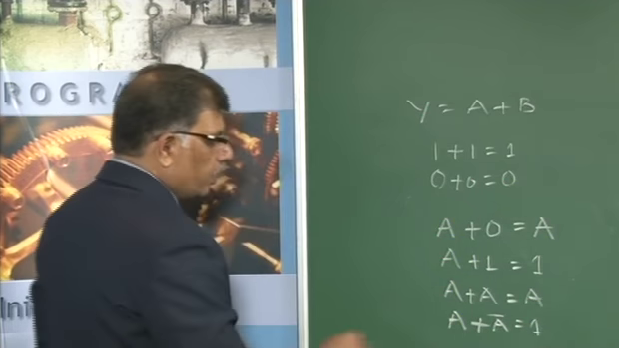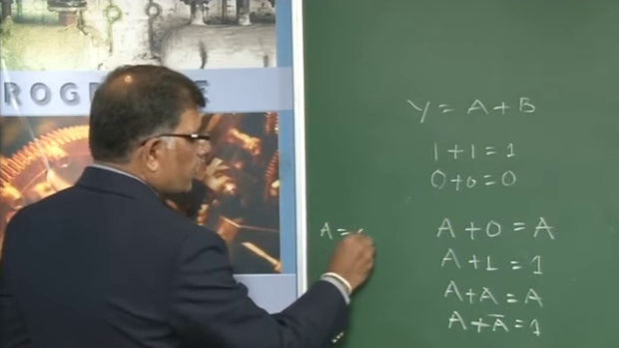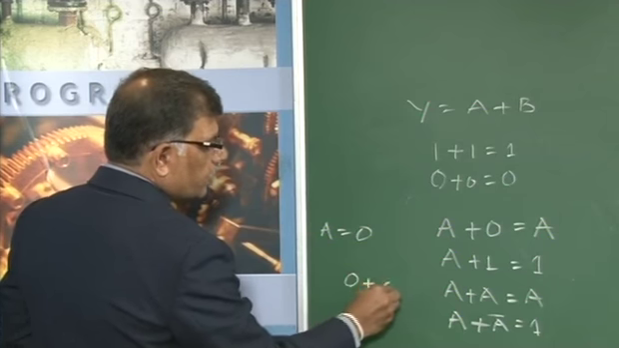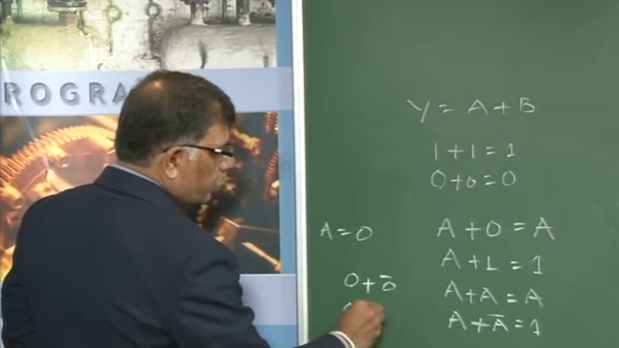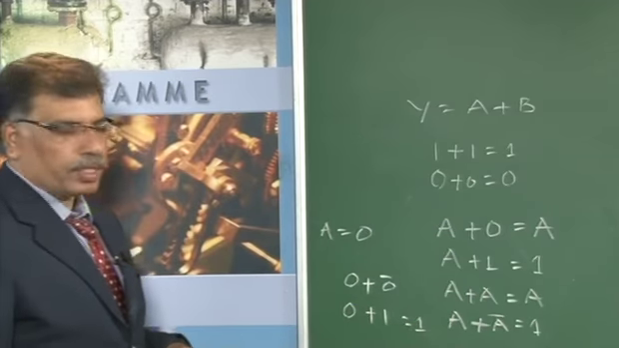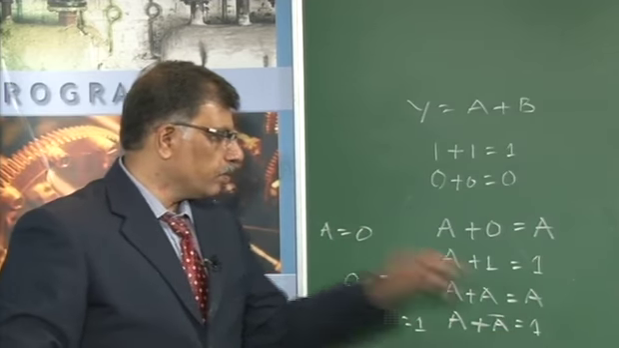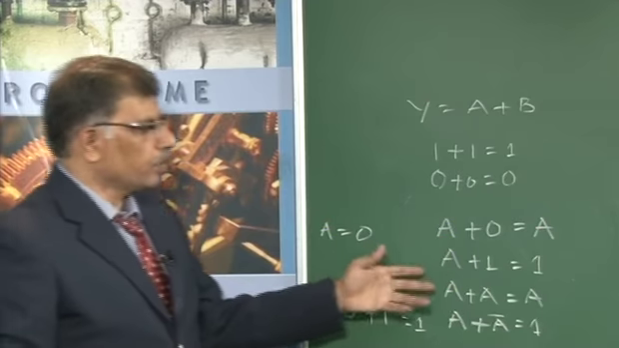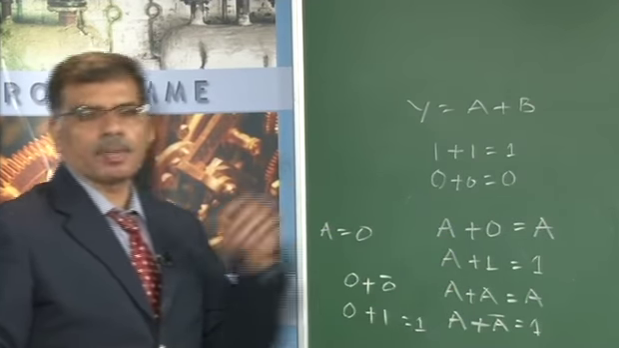For example, if I substitute a is equal to 0 here, 0 plus 0 complement, that is 0 plus 1, is 1. So the output you are getting is 1. So a plus a bar is equal to 1. This is the Boolean relation with respect to an OR operation.